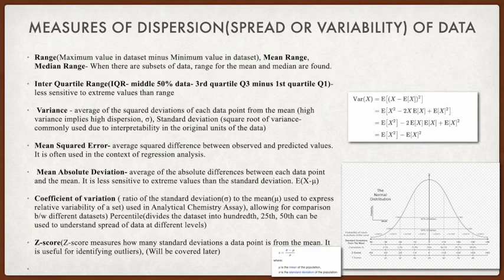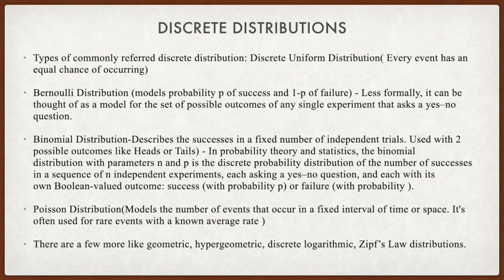Now discrete distributions. One commonly referred type of discrete distribution is the uniform distribution, where every event has an equal chance of occurring. Bernoulli distribution, binomial distribution, and Poisson distribution are some other types of discrete distribution.